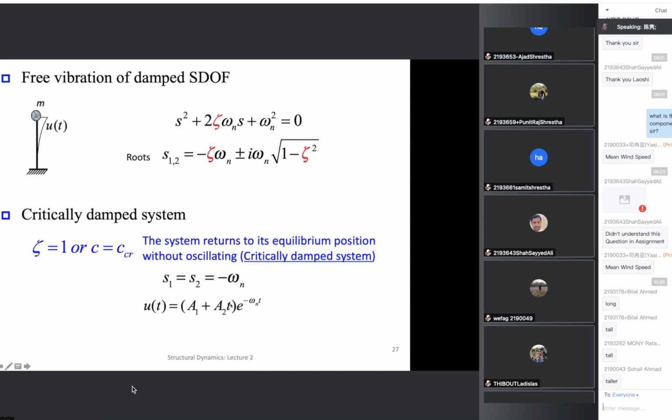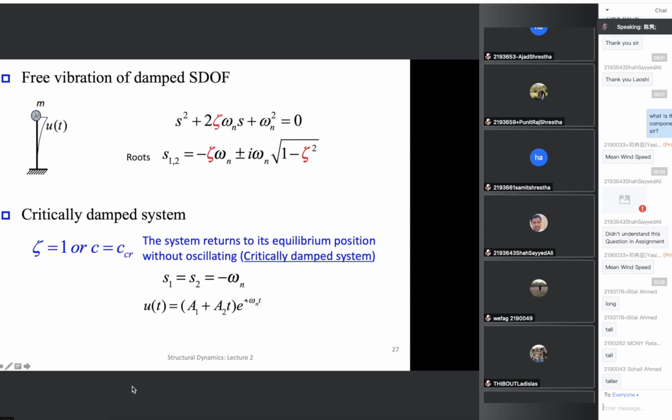So we need A1 here, then t, then e to the minus omega n t. So minus omega n t. So this is the final solution, the expression for the critically damped system. And then you can introduce initial conditions, right? You can use initial velocity and initial displacement. You can determine A1 and A2.